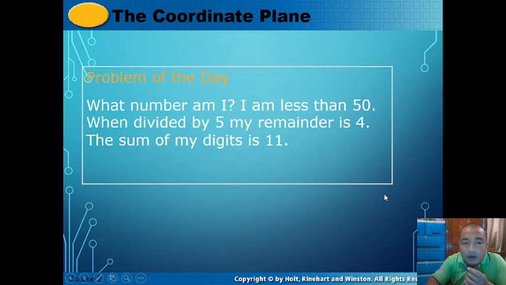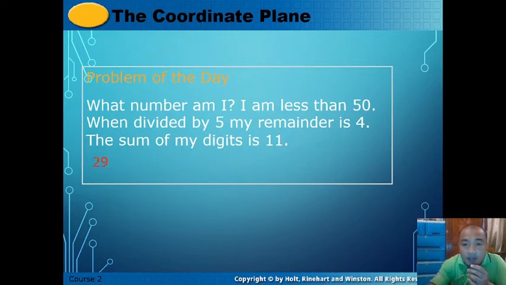Next, problem of the day. What number am I? I am less than 50. When divided by 5, my remainder is 4. And the sum of my digits is 11. Okay, I'll give you 10 seconds to answer this. Time's up. What's your answer?